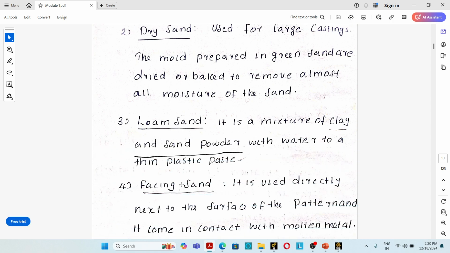Third one is loam sand. Loam sand is a mixture of clay and sand powder with water, forming a thin plastic paste. So loam sand is available as a thin plastic paste, a mixture of clay and sand powder.